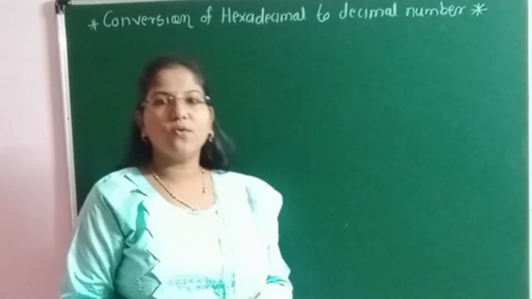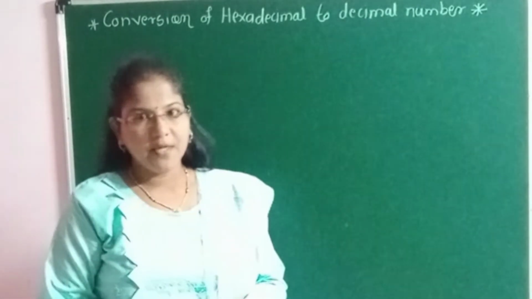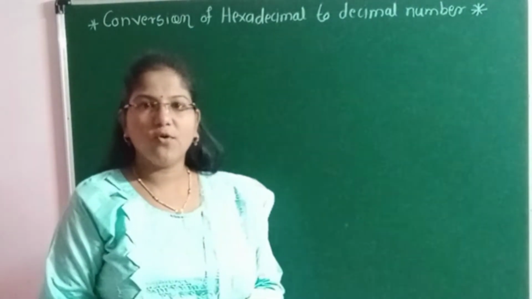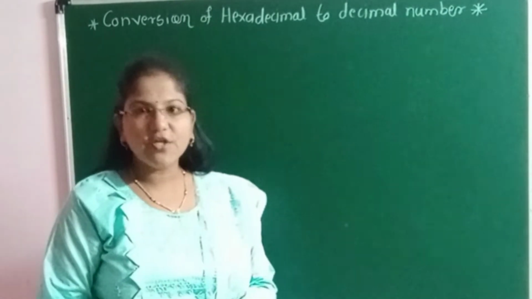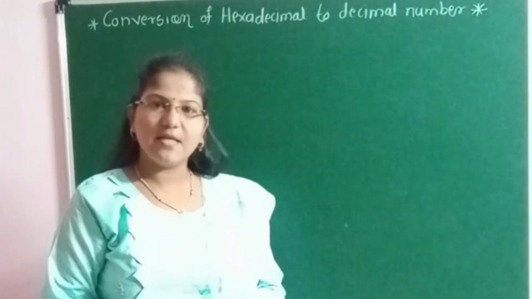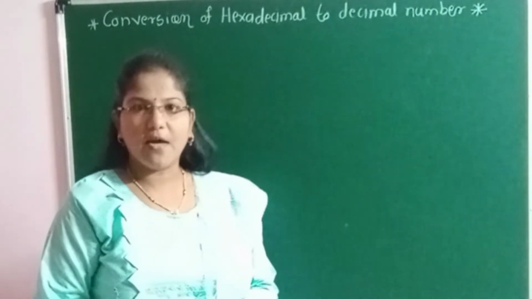Today's topic is how to convert the hexadecimal number to the decimal number system, in which I am going to explain two examples. In the first example I will consider only the integer part in the decimal number. In the second example I will consider the fractional part also.